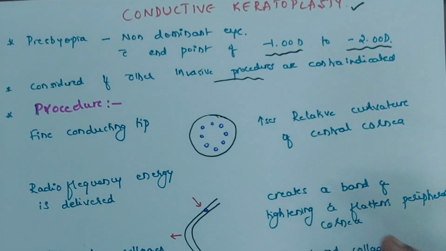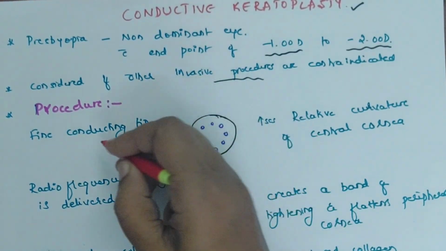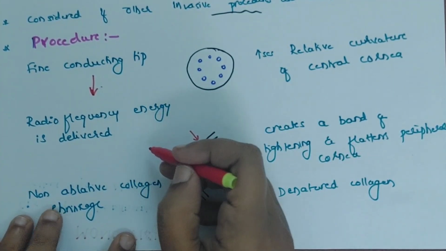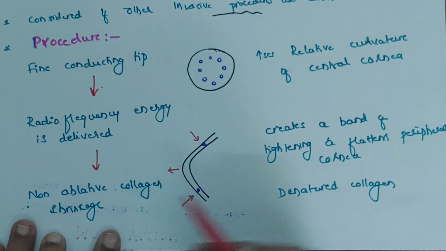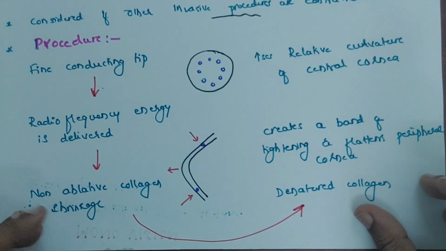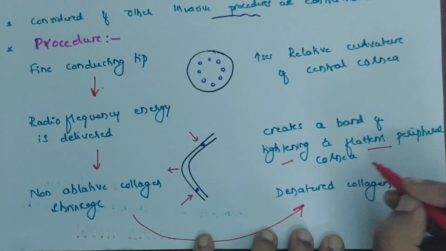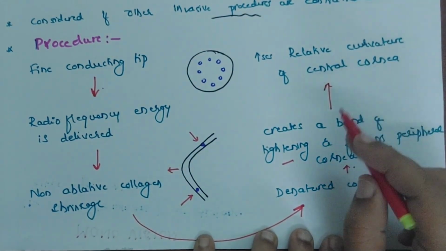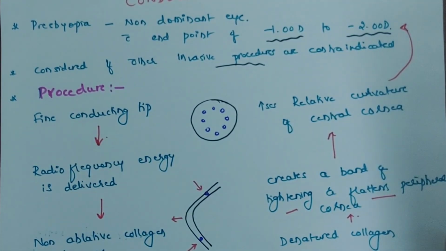Coming to the procedure, we have a fine conducting tip which will emit radio frequency energy to the cornea. Once this fine tip is placed over the cornea and the energy is delivered, it will lead to non-ablative collagen shrinkage of the cornea, which leads to denatured collagen, and thereby creates a band of tightening as well as flattens the peripheral cornea, thereby increasing the relative curvature of the central cornea, leading to the final achievement of minus 1 to minus 2 diopters of myopic shift.